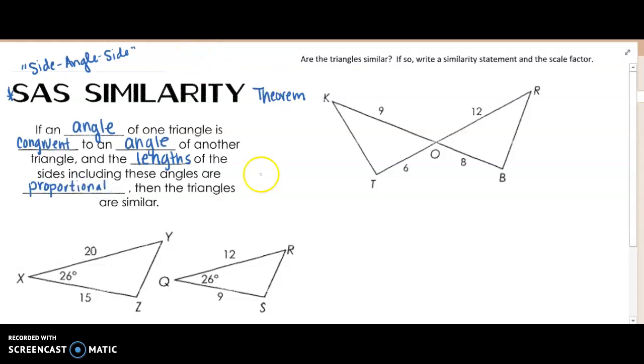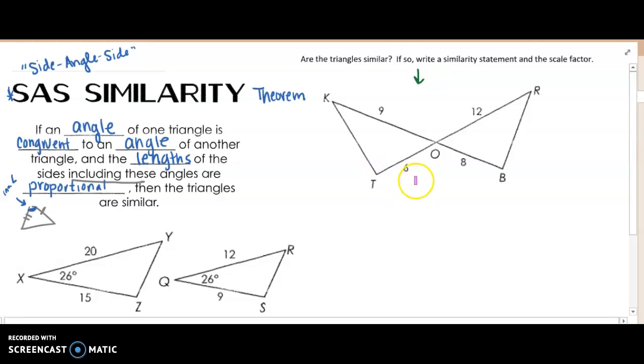Now, let's address what I mean by the included angle. If I have a triangle here, and I know this side and this side, the included angle is the angle between these two sides. So this would be the included angle. That's what it means when it says the included angle. All right, so let's look at an example. The first example in your foldable is this one right here, so we're going to do this one first.